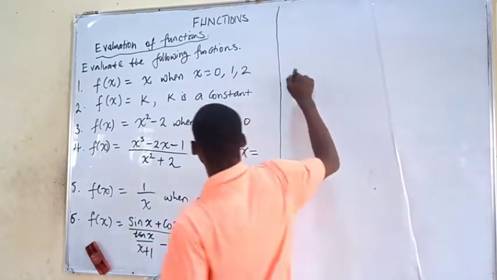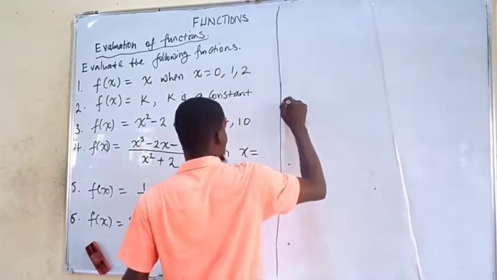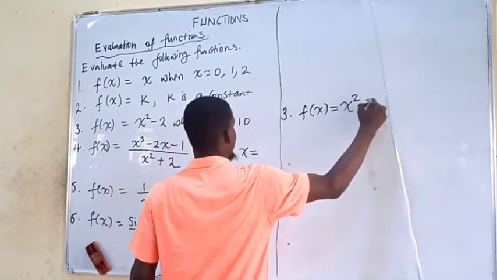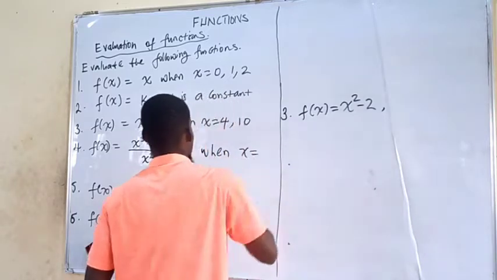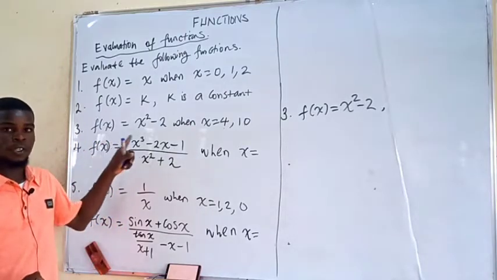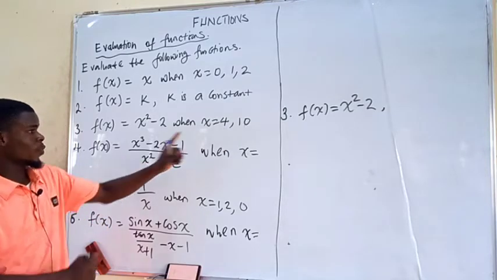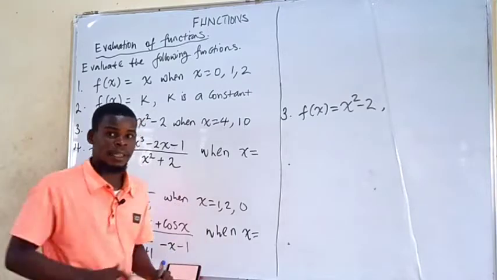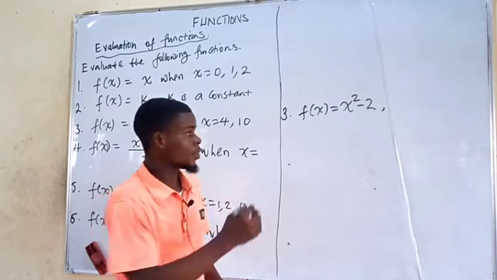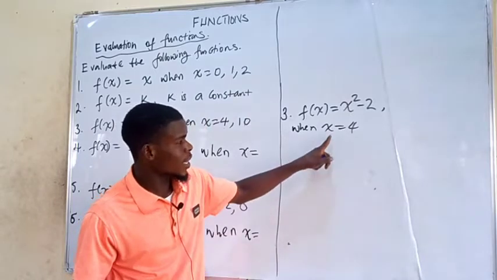So let's start with number 3. Say f of x is equal to x squared minus 2, when x is 4, 1, and 10. We want to evaluate this function when x is 4, then when x is 1, and then when x is 10. What this tells us is that when x is 4, x is equal to 4.